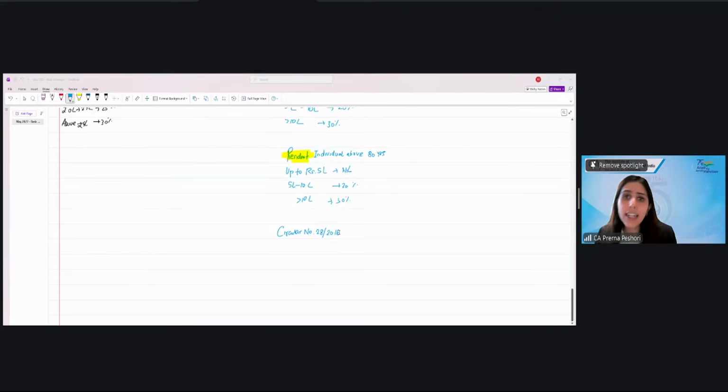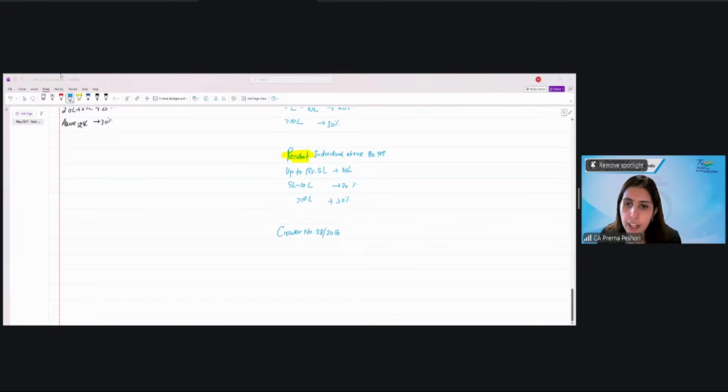So the CBDT has clarified that a person born on the 1st April would be considered to have attained a particular age on the 31st of March, the day preceding the anniversary of his birthday. So you don't become 60 years on 1st April if your birthday is on 1st of April. You become 60 years one day before that. And therefore, for the tax year 26-27, you will be able to get the higher basic exemption limit of 3 lakh or 5 lakh. Are we clear?